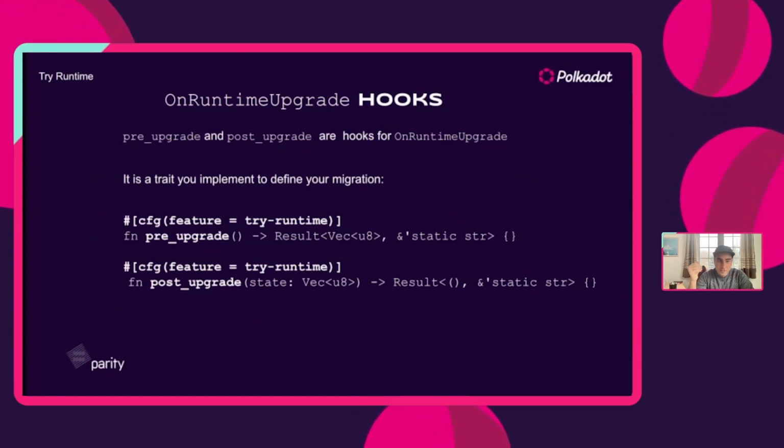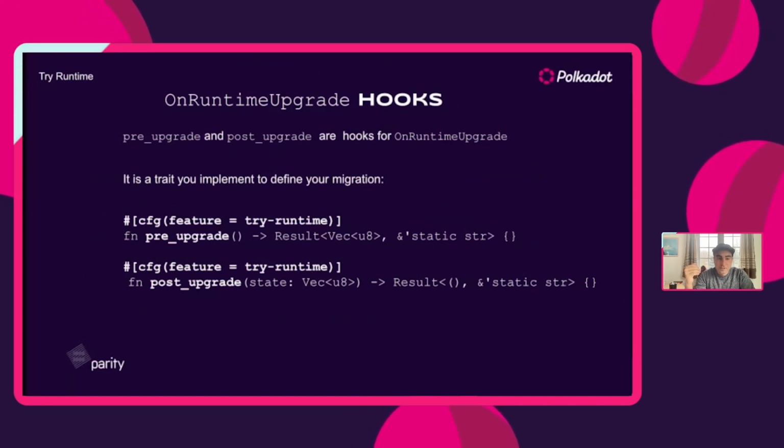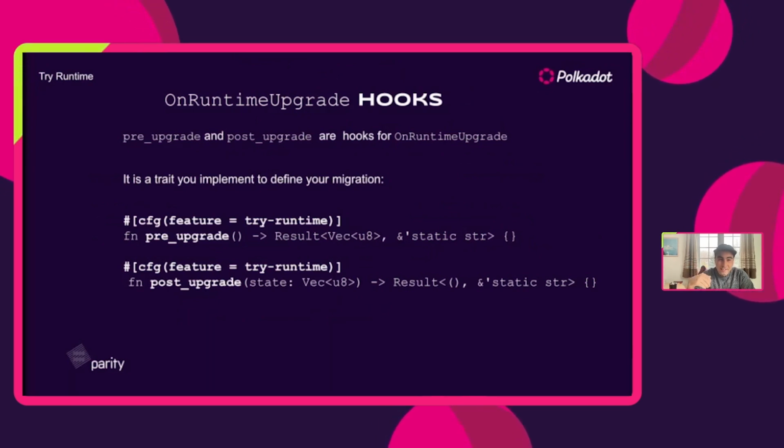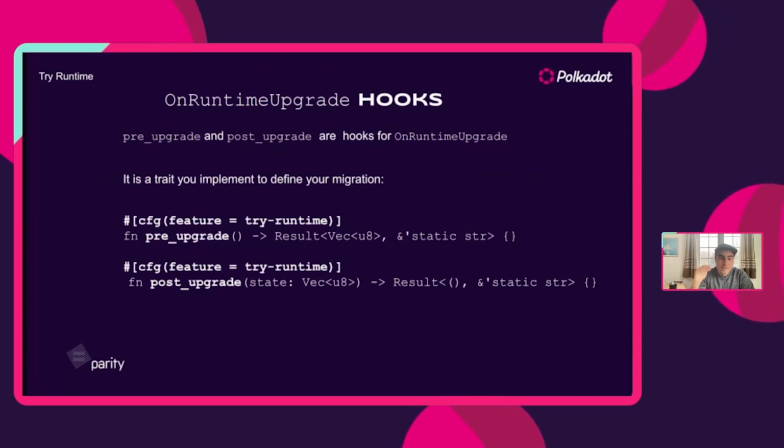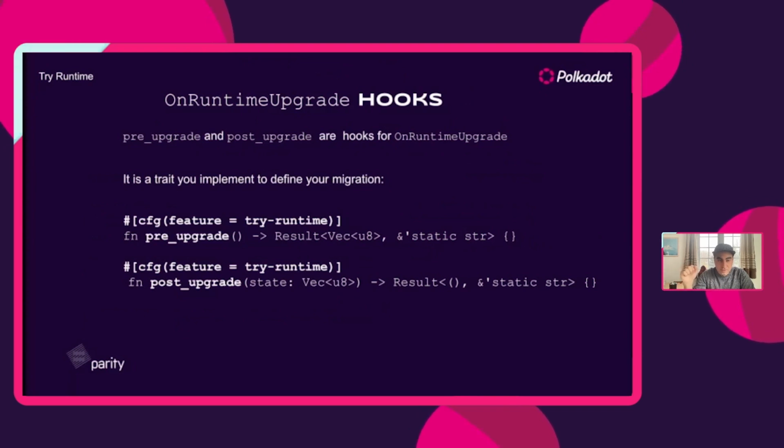All right. So there's a pre-upgrade hook where you can run some checks on your state, on your blockchain, on your runtime before the upgrade. And then on runtime upgrade kicks off, does the migration, right? Does the upgrade. And then there's another hook called post-upgrade where you do some checks after your upgrade, after your migration.